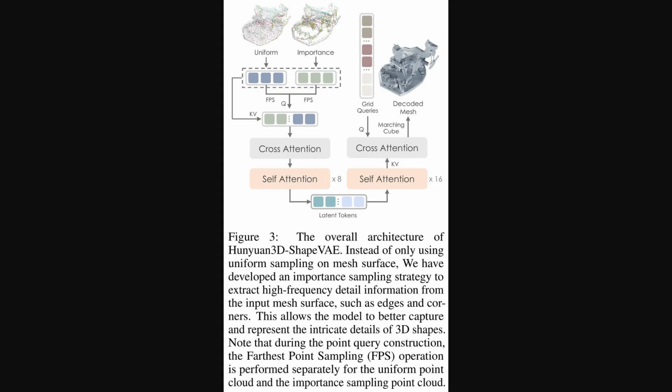Okay, so building on that overall system view, figure 3 gives us a closer look at the Hunyuan3D Shape VAE architecture we touched on. It clearly illustrates its importance sampling strategy. See how the importance point cloud at the top visually captures much finer details, especially around edges, compared to the uniform sampling? The system then uses farthest point sampling, or FPS, which is a method to select a well-distributed set of points from the 3D shape surface. This farthest point sampling is applied to both sampling types before they go through cross-attention and self-attention layers to produce those compact latent tokens, which are then decoded into the final mesh.